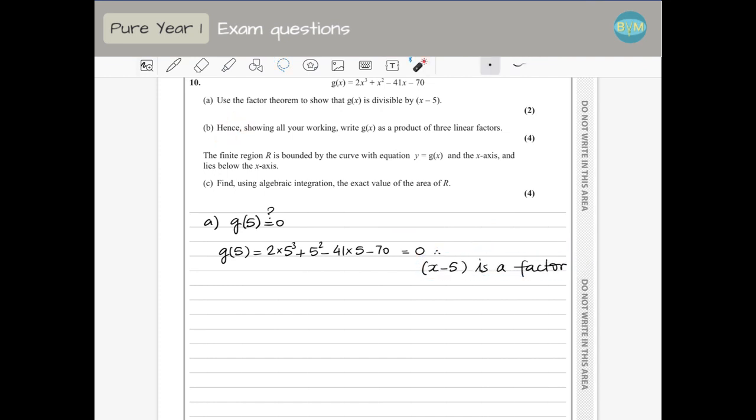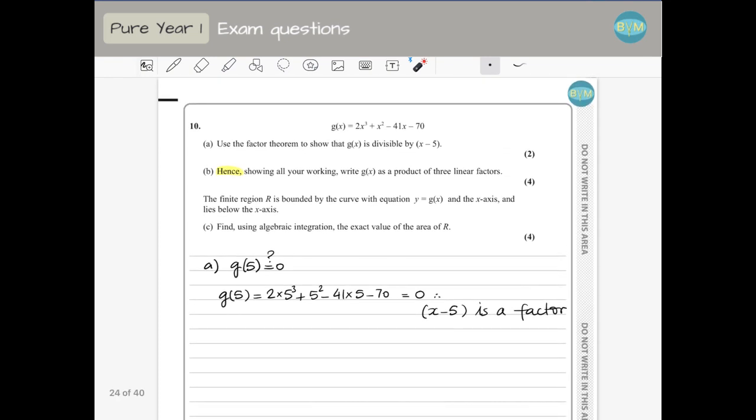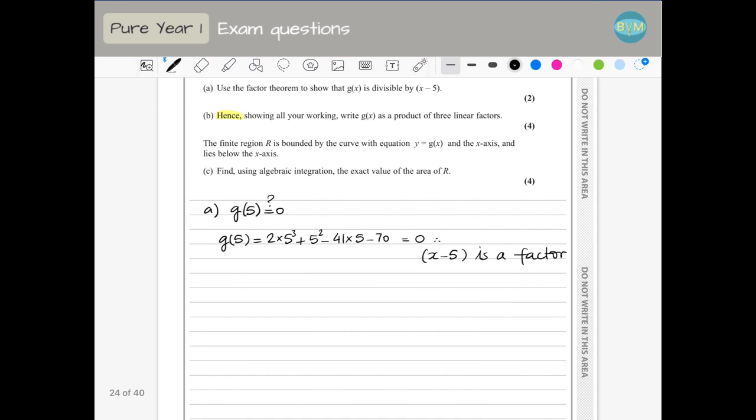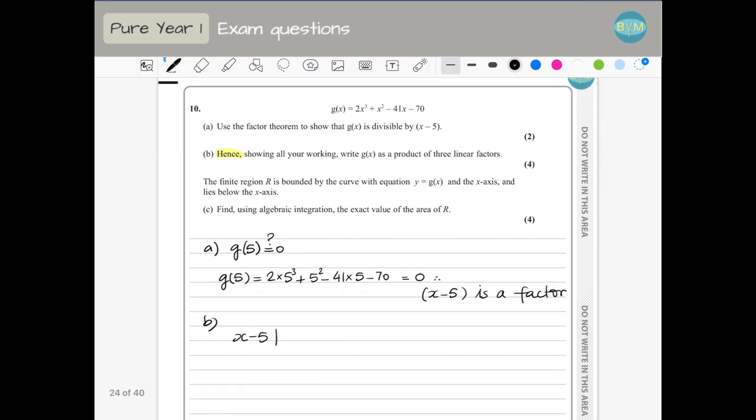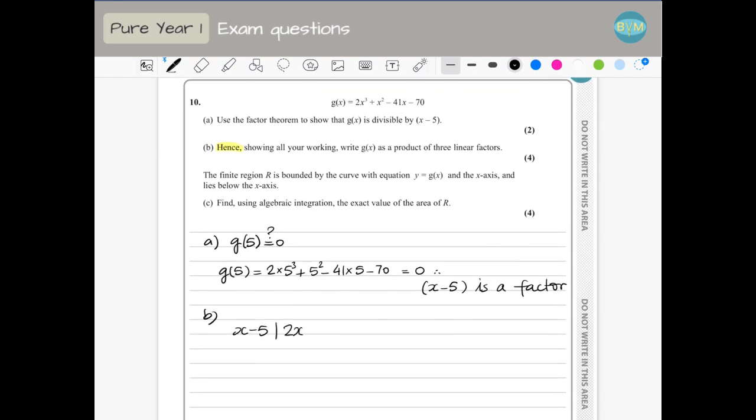Then for part b it says hence, so using that, write g(x) as a product of three linear factors. We know one factor already. If we divide our function by this factor, we are going to get a quadratic function, because the degree will go down by 1, and we know how to factorize the quadratic. So we are going to divide the polynomial, find a quadratic, and then factorize the quadratic. So I'm going to divide 2x cubed plus x squared minus 41x minus 70 and get a quadratic.